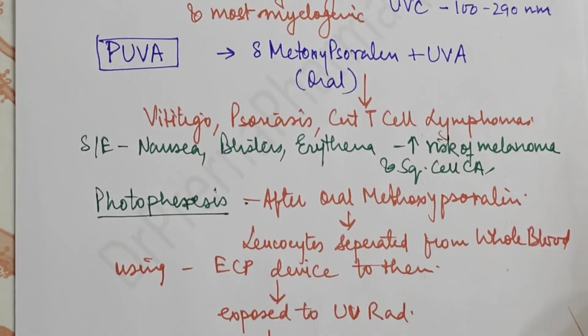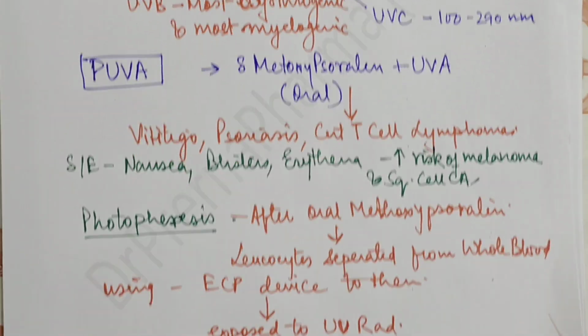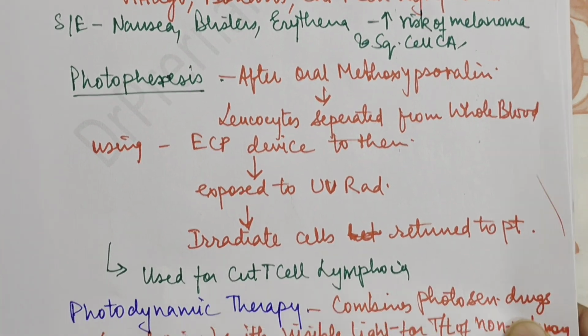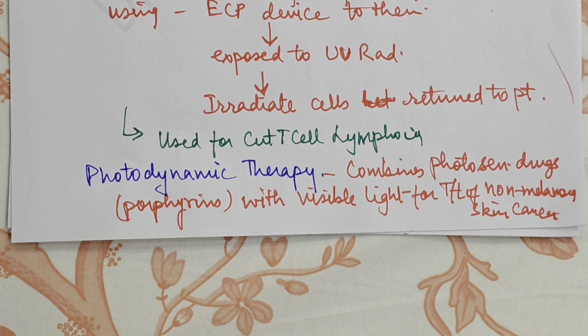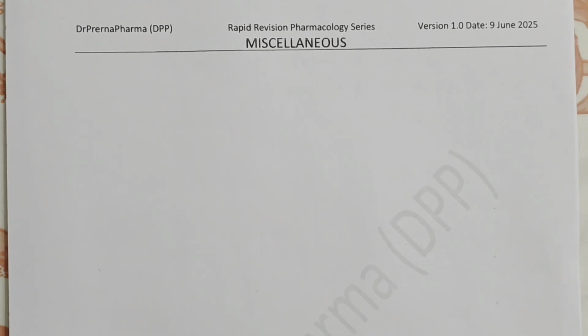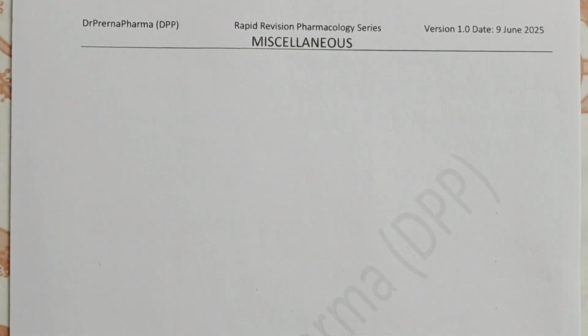Okay, so these are the three types of phototherapies. One is photochemotherapy, that is with the ultraviolet radiation, PUVA. Then there is photopheresis, in which cells are irradiated separately, and there is photodynamic therapy, in which photosensitive drugs are combined with visible light for treatment of skin cancer. Okay, so this was about the phototherapy and other things.